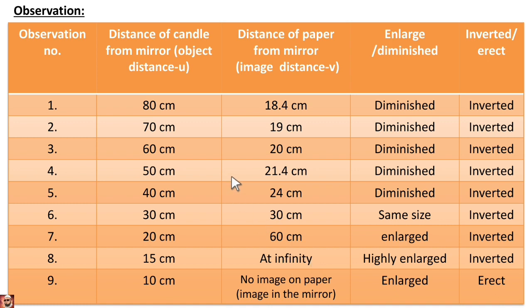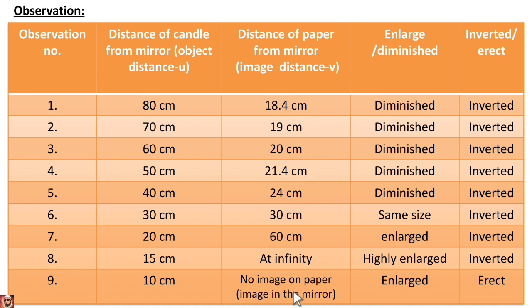From this observation, you can see that if the object distance increases, the image distance decreases. Once again, if the object distance increases, the image distance decreases. Or in reverse, if the object distance decreases, the image distance increases.